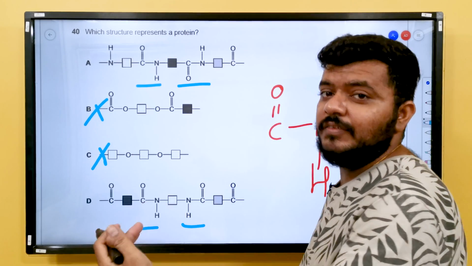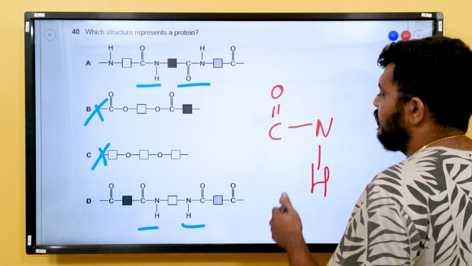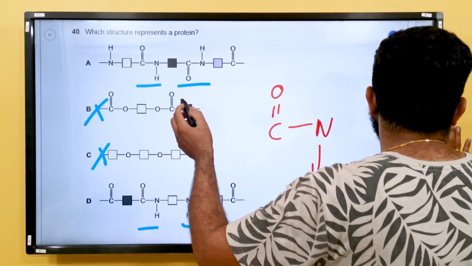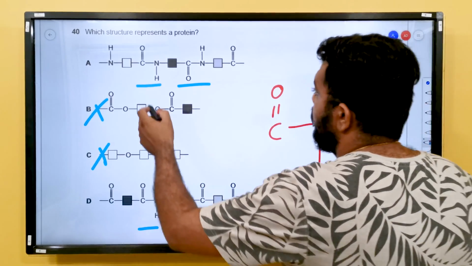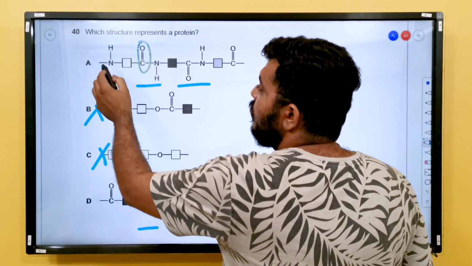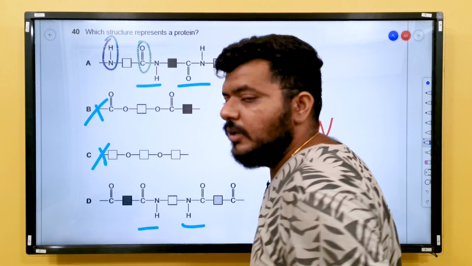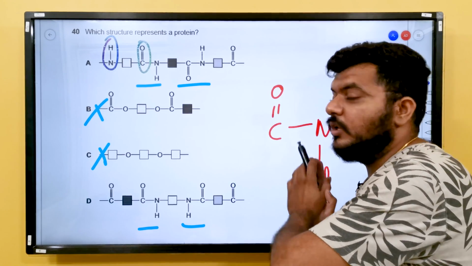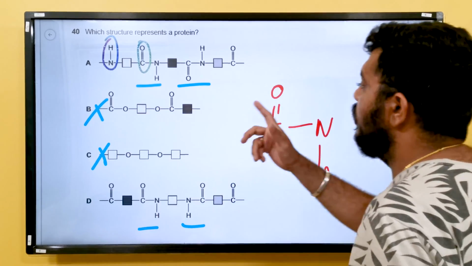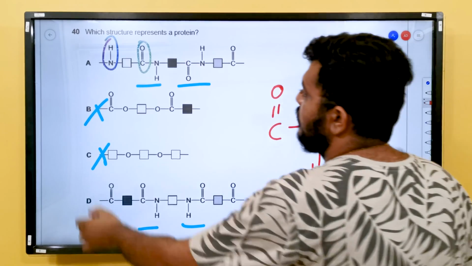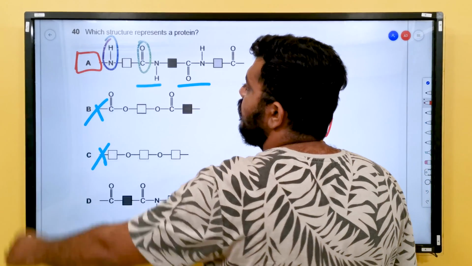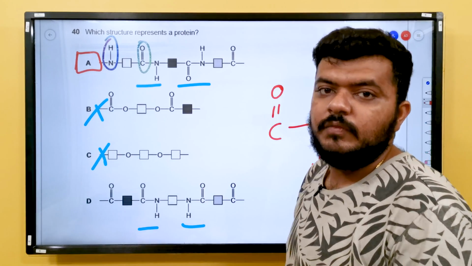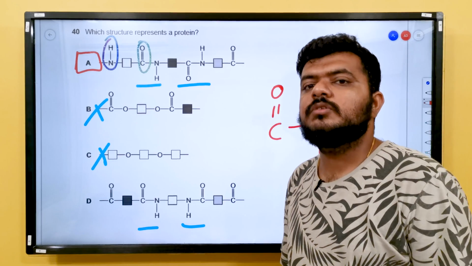Now the second requirement of protein is that on one side of the protein there must be C double bond O, but on the other side NH must be present. Protein must have C double bond O and NH. Only option A satisfies that condition, and that is your correct answer. With this, we have come to an end to this paper.